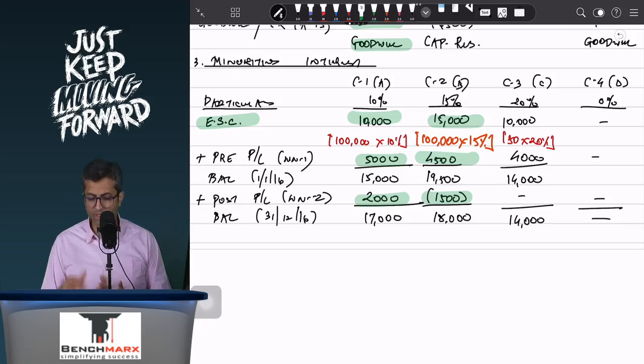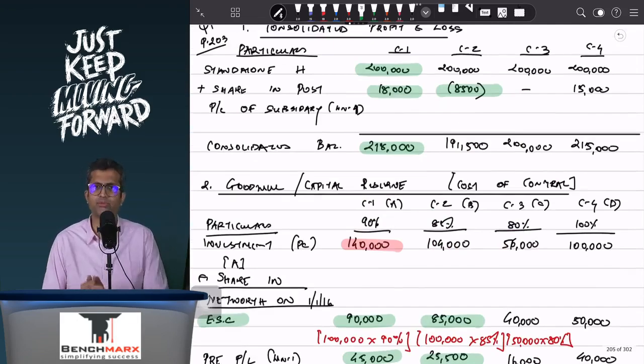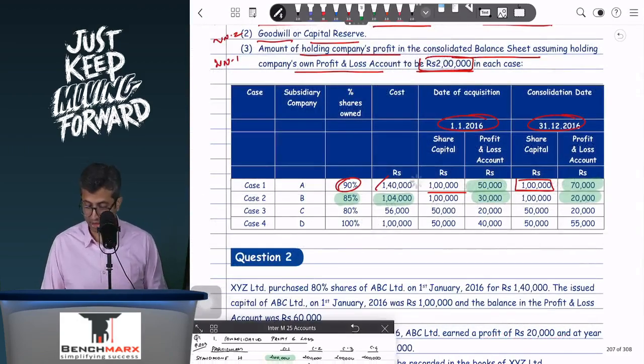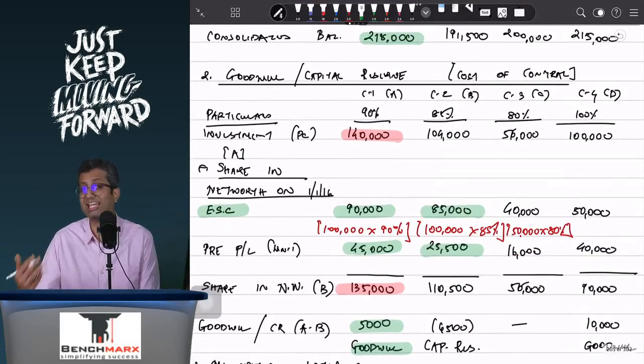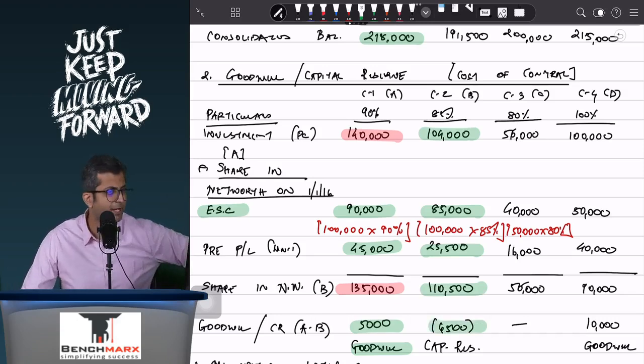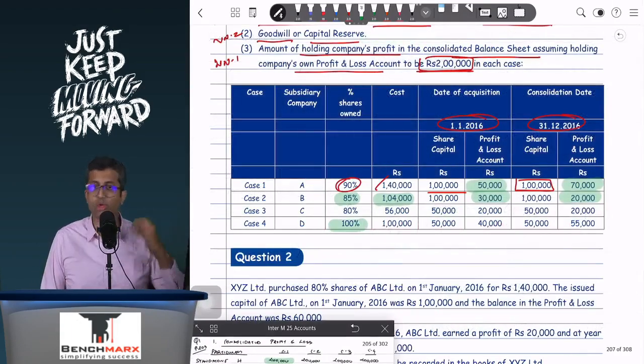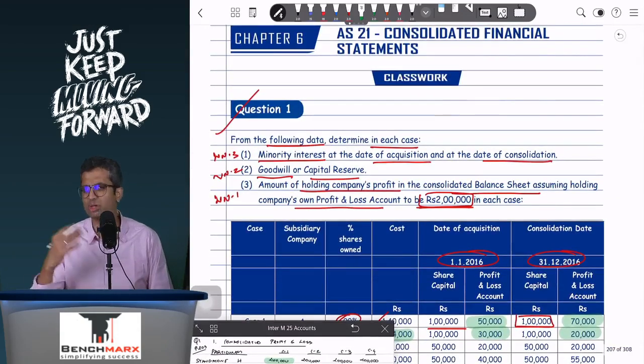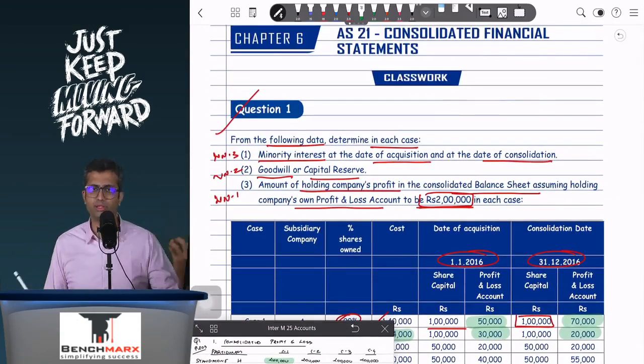So basically over here we are trying to find the values in each of the 4 cases. We've discussed the first 2 cases; the other 2 cases you can also review. There's nothing different over here. If the investment is greater than your share of the net assets or net worth, there's a 5,000 goodwill. If your investment is 1,04,000 and the share of net worth is 1,10,000, then there is a 6,500 capital reserve. If you had acquired 100% stake, like in case D, then your minorities will not be there. Is everyone clear? Okay. So this is your basics regarding how you determine your goodwill, minorities, or your consolidated reserves.